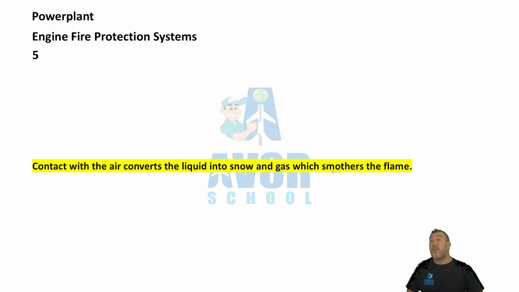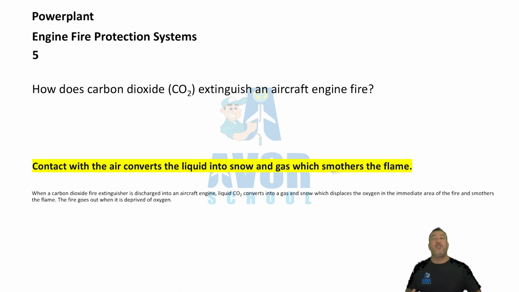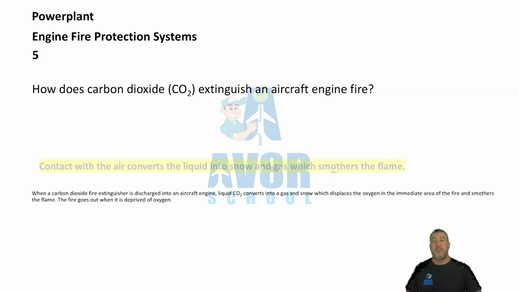Number 5, contact with the air converts the liquid into snow and gas, which smothers the flames. So how does carbon dioxide extinguish an aircraft engine fire? Contact with the air converts the liquid into snow and gas, which smothers the flame.